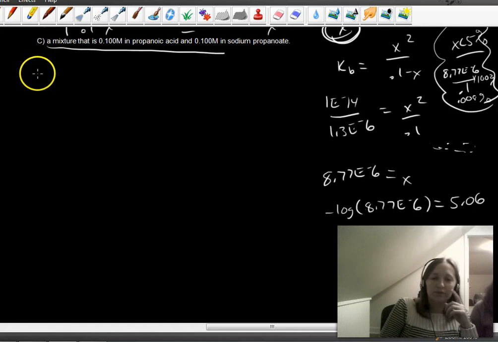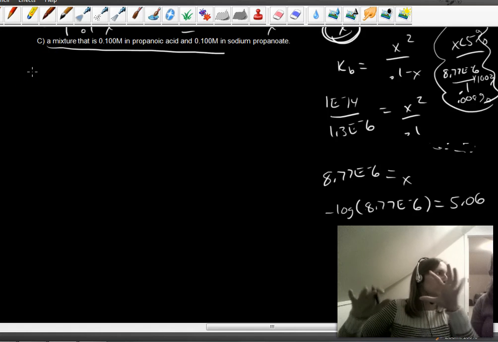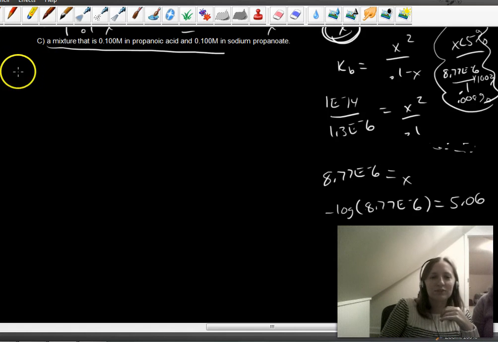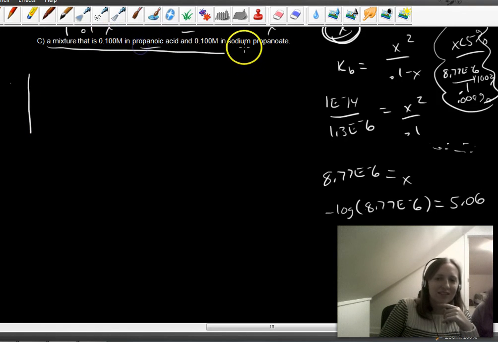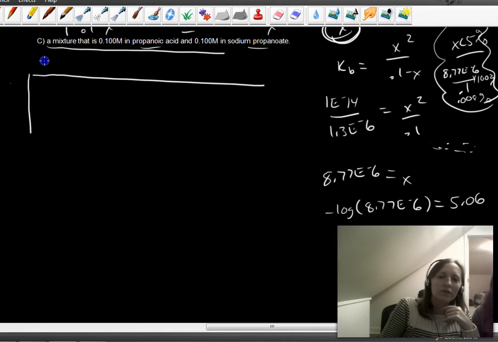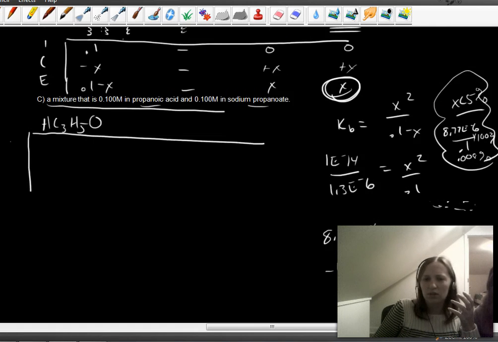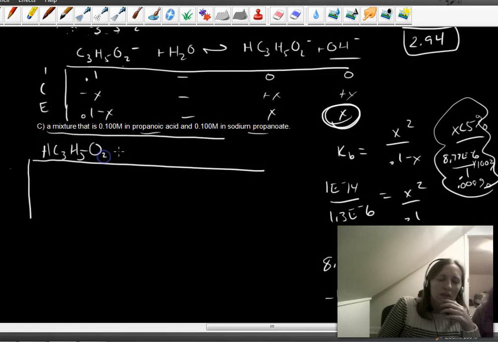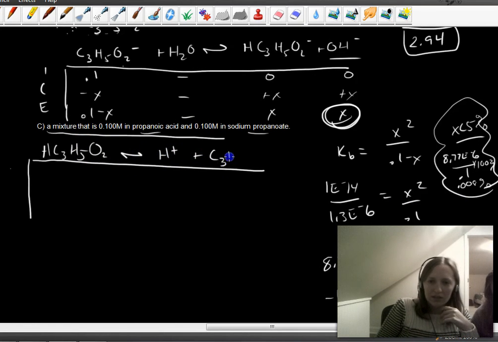All right, a mixture. Now this is very important, and this is leading up to the future. There's more of this. It gets more complicated? There's a whole other page. All right, a mixture that has got propanoic acid and sodium propanoate. It's kind of fun. Isn't this wonderful? You guys probably don't believe me, but it's kind of fun. HC3H5O2 plus water yields some acid H's and some basic dudes.